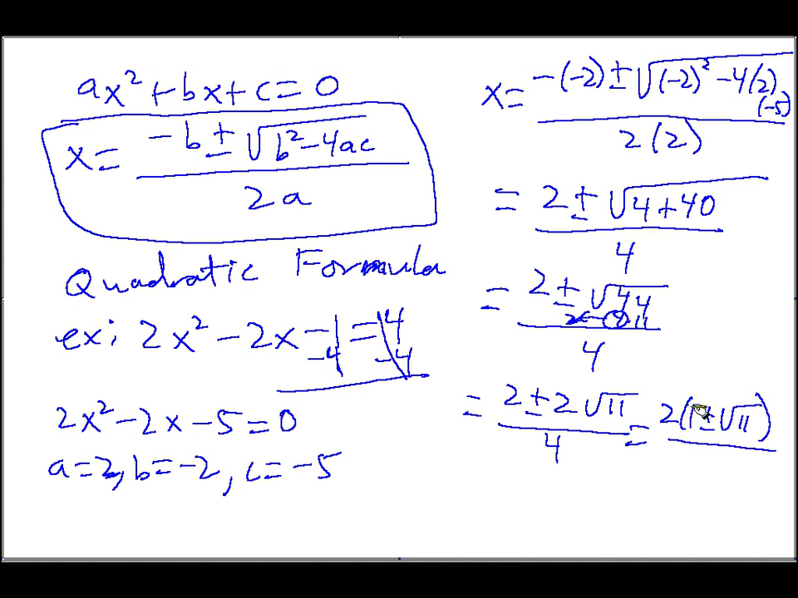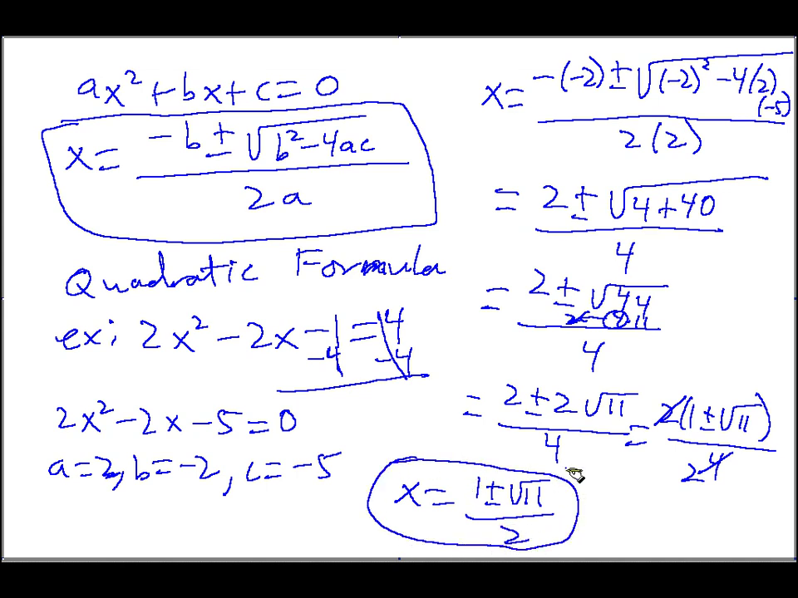Can we see the factoring here? If I take a 2 out, 2 times 1 is 2. 2 times radical 11, 2 radical 11. All over 4. All right? And then 2 can cancel with 4 down here to give me 2. All right? So my final answer for this quadratic equation here is going to be x equal to what? 1 plus or minus square root of 11 all over what? 2. Okay, so there's your solution here.